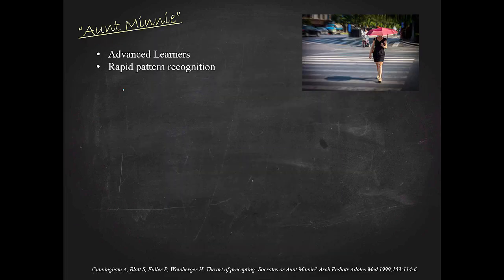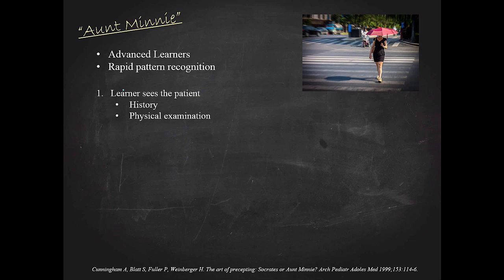Our next set of tools carry some fun names. Aunt Minnie is typically used for more advanced learners and focuses on pattern recognition. The name comes from the concept that if you see a woman across the street and she looks like your Aunt Minnie and she walks like your Aunt Minnie, but you can't see her face, it's a safe bet that the woman is indeed your Aunt Minnie.